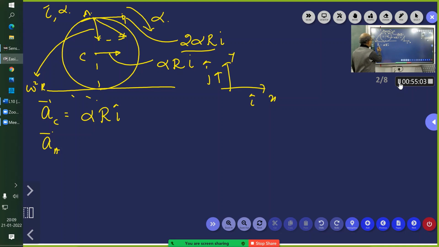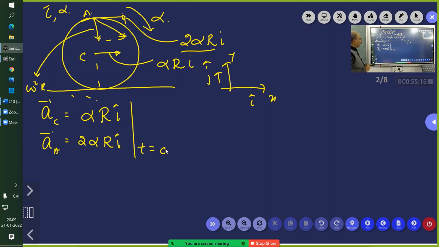So acceleration of C will be alpha r I cap, and acceleration at A will be 2 alpha r I cap, both at time t is equal to 0. Now as the time advances, that is for some time t later on, the acceleration of C, will it change? No, sir. It will not change. Good, you are confidently telling it will not change. I like it.